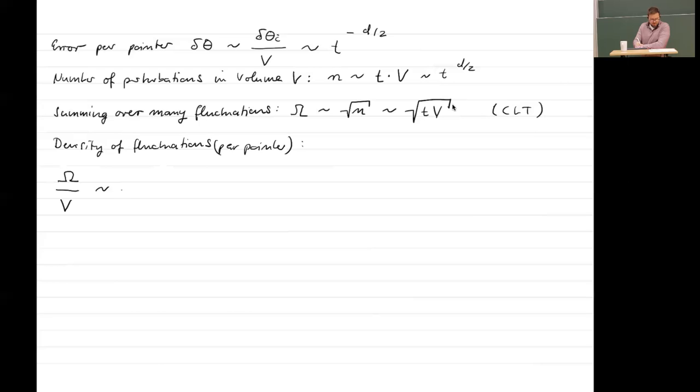And this goes like time over volume, if you just plug this in, r to the power of minus 1 minus d over 2. Yeah? What does it mean now for large distances? How does our, so we have, look, we have a homogeneous system.